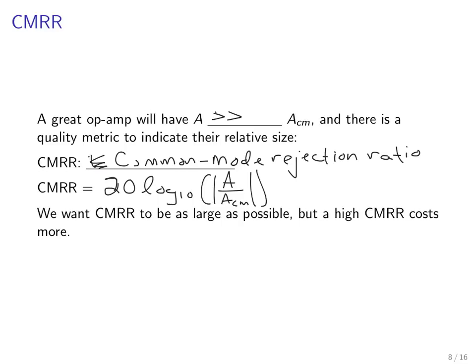And what we would like to have is that CMRR is as large as possible, but of course a very high CMRR op-amp costs quite a bit more than a low CMRR one. For example, one that's about 100 dB could be on the order of about $100.